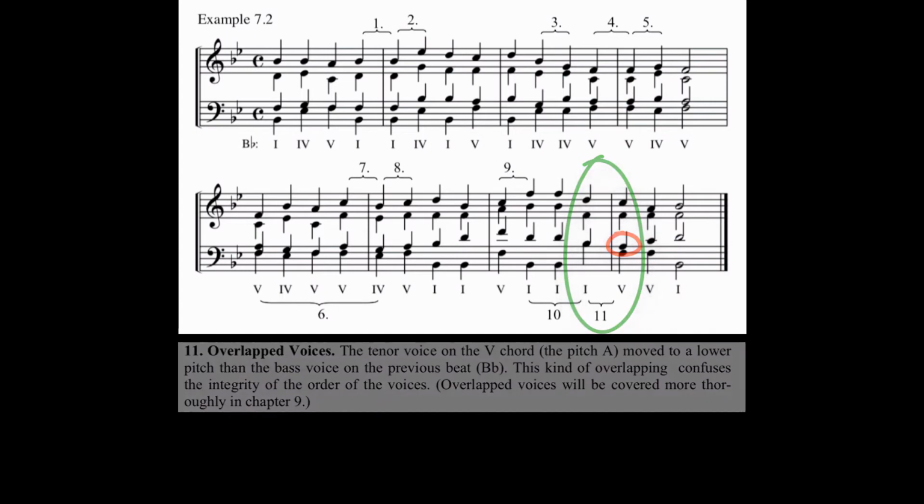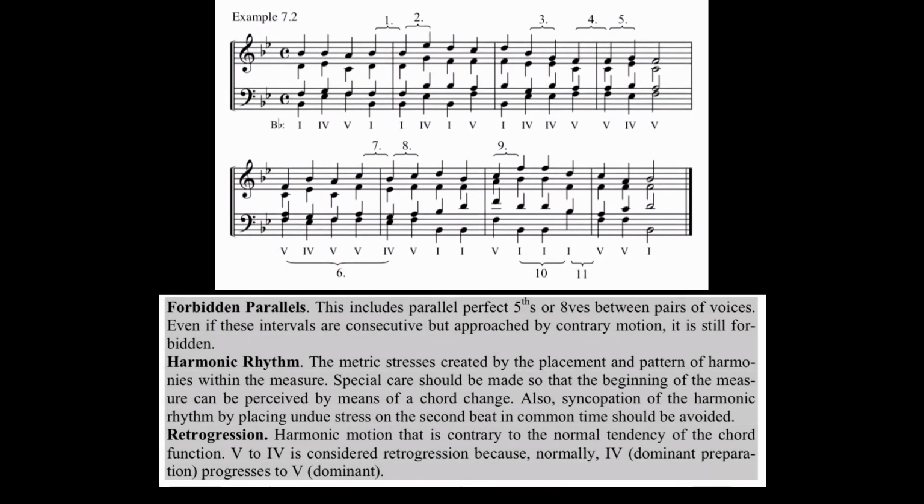So here are the main concepts: forbidden parallels, parallel fifths, parallel octaves, even if they're approached by contrary motion, should be avoided between pairs of voices. Harmonic rhythm is where there's a metric stress created by the placement of the pattern of the harmonies within the measure, and you want to take special care that the beginning of the measure is perceived as a chord change, and also try not to syncopate the harmonic rhythm to put extra stress on beat 2 or 4.